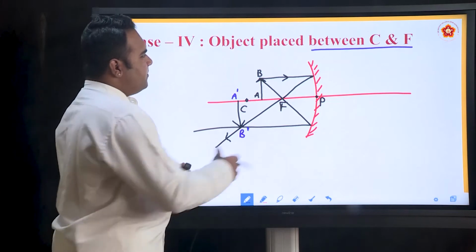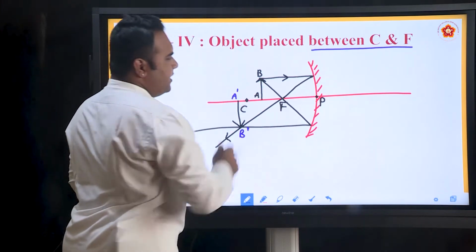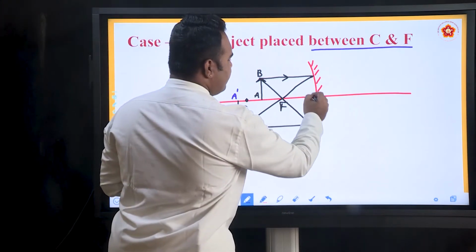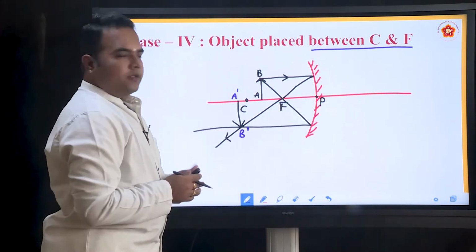So, look at it carefully. I have drawn a concave mirror here, and then we have drawn the principal axis passing through the center of the mirror, and we name this point pole.